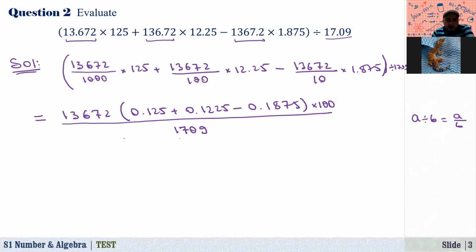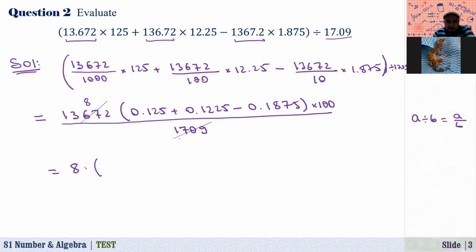So now, if you notice here, 13,672 and 1709, if you divide these two numbers, of course, we can just check whether it is divisible or not. But if you divide this, they have a common factor, right? If you divide 13,672 by 1709, that's equal to 8. So here we have 8. And multiply these decimals by 100, bring this 100 inside the parentheses.